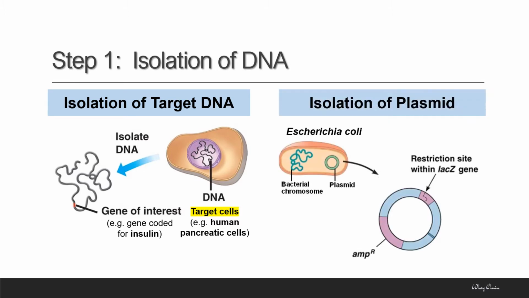The second type of DNA to be isolated is plasmid, a small, circular, double-stranded DNA isolated from bacterial cell. The example of bacteria, which is E. coli, will be used throughout the process of gene cloning. Plasmid will be used as the cloning vector in gene cloning, and it has selectable genetic markers, which are the lacZ gene and the ampicillin resistance gene.